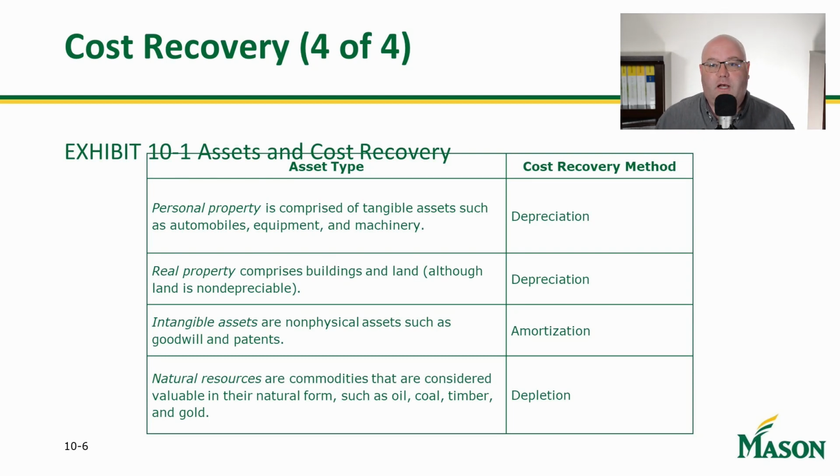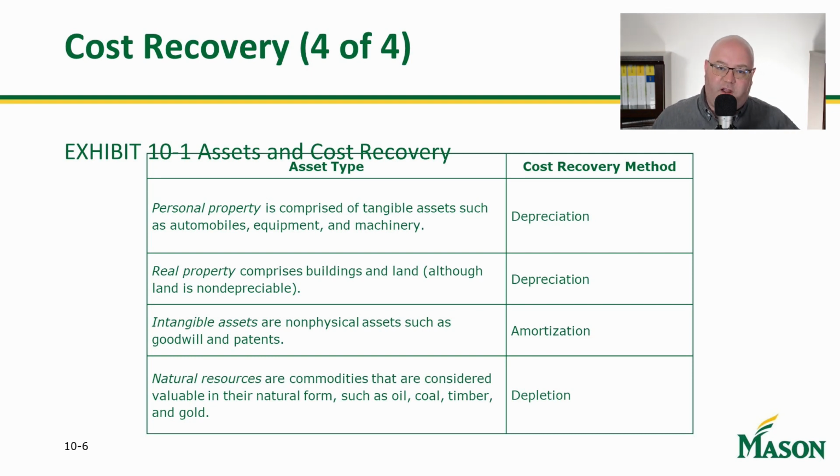All right, so this is where they have asset type, cost methods, and just some examples. I wanted to bring this up to you. Personal property is comprised of tangible assets such as automobiles, equipment, and machinery. Real property, all that stuff is going to be depreciated. Intangible assets are non-physical assets, such as goodwill and patents. Remember, notice that goodwill. Goodwill in the U.S. tax code is still amortized over a period of time, and it's actually amortized over 180 months or 15 years. And so what happens is you get some goodwill, you've got to amortize it.